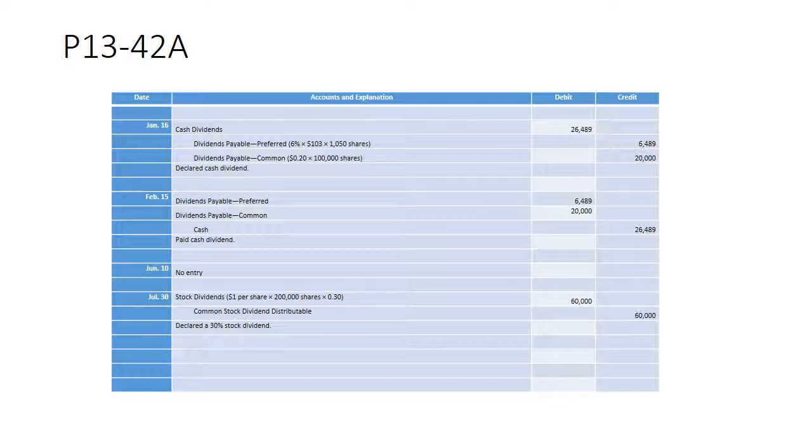In either case, we always need to compute the number of shares that are being sent out in this stock dividend. So if this is a 30% stock dividend, we would take 30%, not by 100,000, because remember there was just a stock split. There are now 200,000 shares of common stock outstanding. So 200,000 shares times 30%. So the company's sending out 60,000 new shares as a dividend.